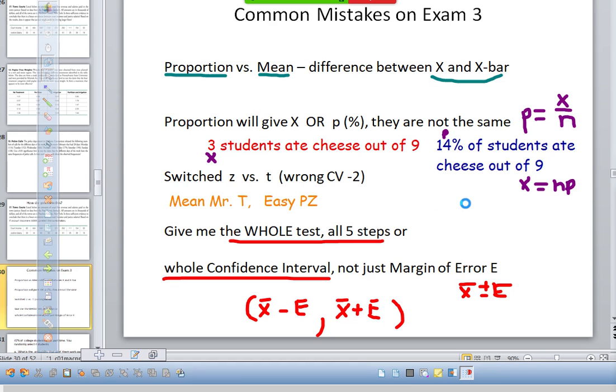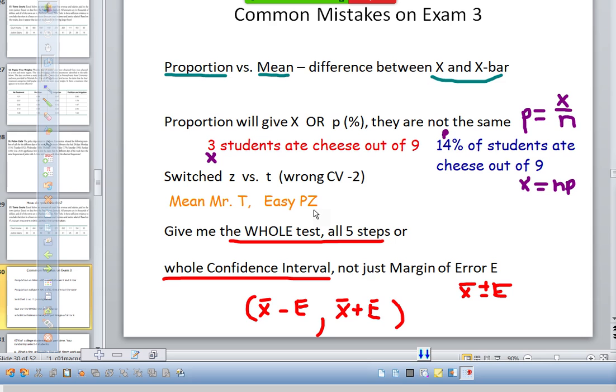The other thing that people did very often was they got mixed up using the T table or the Z table when they should have used the other one. So here's how you remember. Mean, Mr. T. If it's a mean, use the t-table, always. Easy peasy. Proportion, z. If you have a p, a proportion, use the z-table.